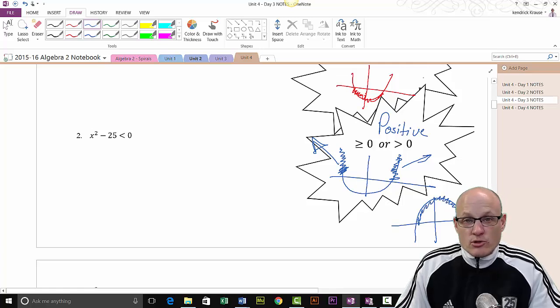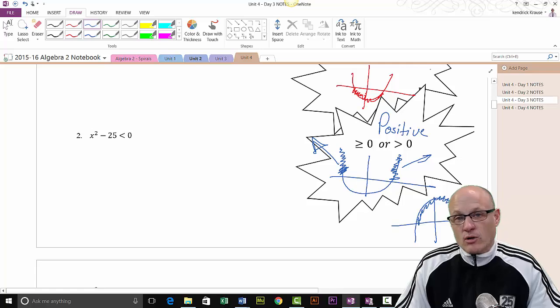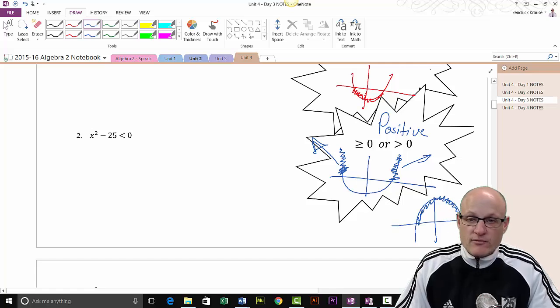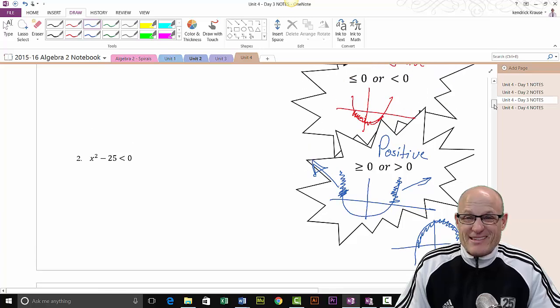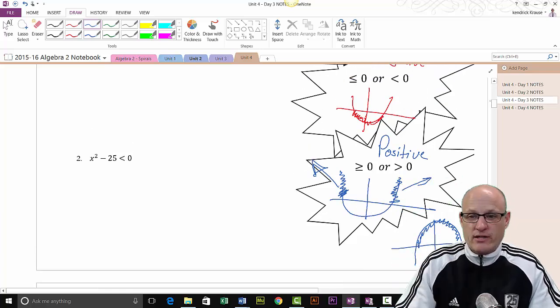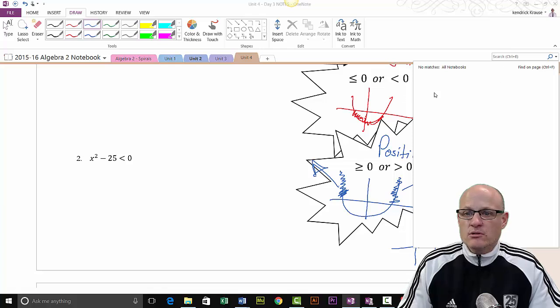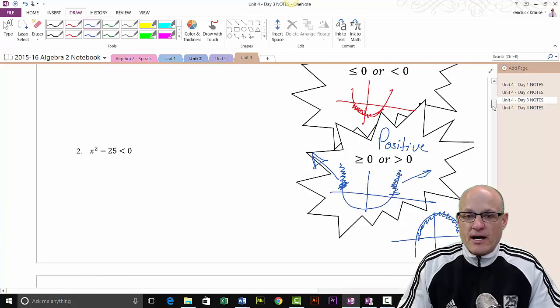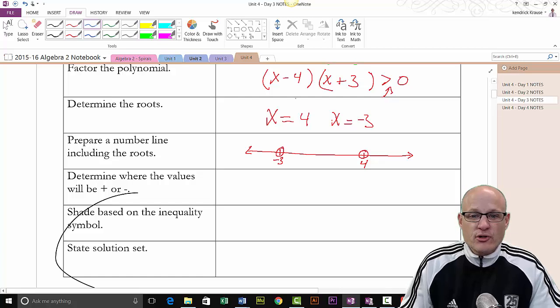So as far as what we're looking for, is this going to go up? Is it going to go down? Am I looking for in between? Am I looking on the outsides? We're just going to base that on whether it's above or below the x-axis, where it is positive or negative. So in this case, we have a parabola that's going to go like this.